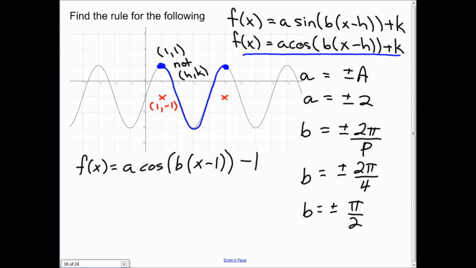And our b parameter doesn't really have an effect on cosine functions because cosine functions are symmetrical over the y-axis. So it doesn't matter whether you choose the plus or the minus for the b parameter. Now, most people prefer to use the positive b, so we'll follow that convention again, and we'll rewrite our function using our parameters as f of x is equal to 2 cosine of pi over 2 x minus 1, minus 1.